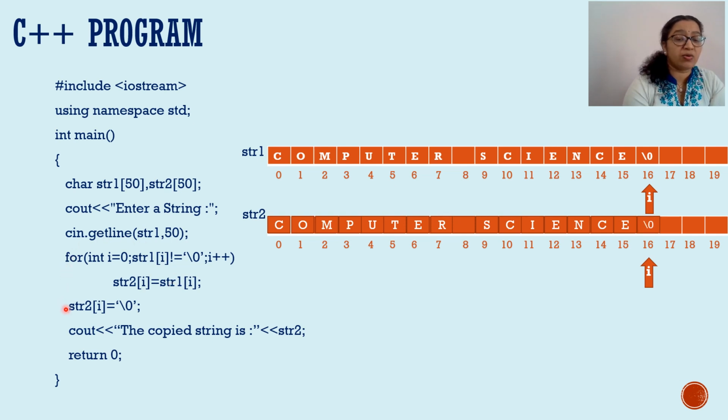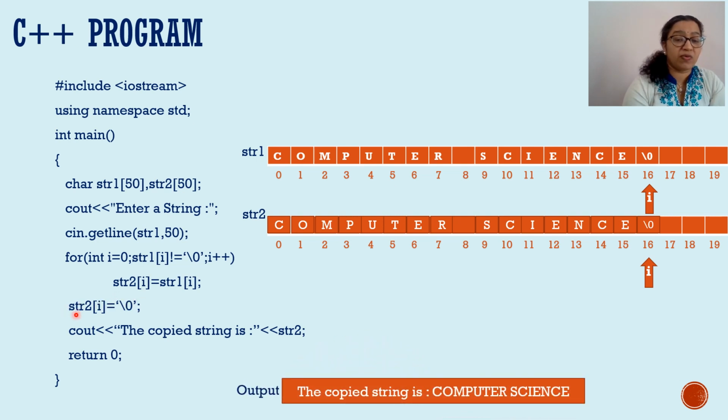So we are moving on to the next step, that is str2 of I is equal to slash 0. We want to set this there, is it? Then only the string will end. So we want to copy there. But I is on the 16th position, right? Yeah, here we want to assign that slash 0. Now we are setting slash 0 there. Understood? Yeah. Now all the letters are copied in str2.